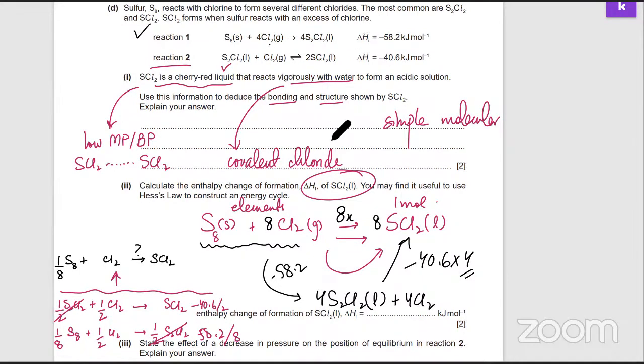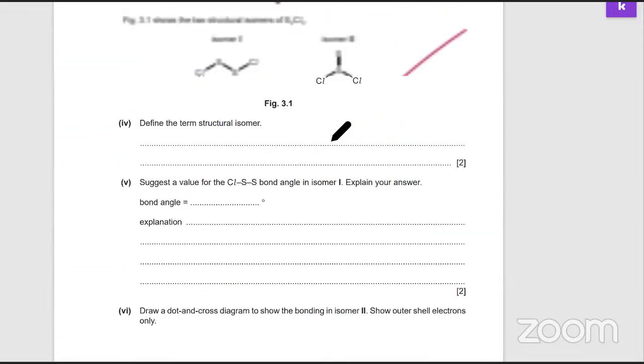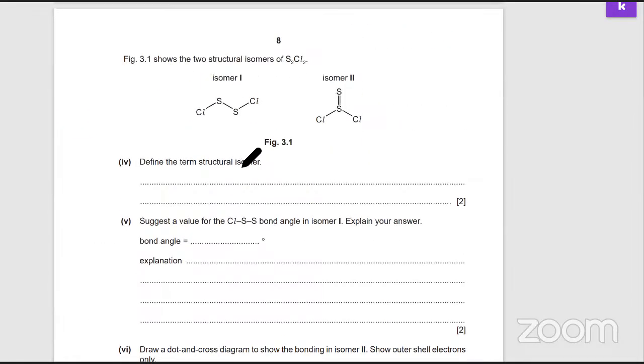Next part is define the term structural isomer. Easy. That's 2 marks, and this is also 2 marks. Free 2 marks.